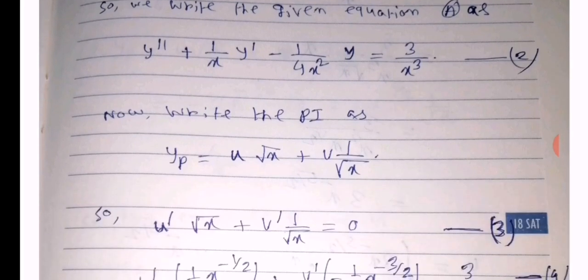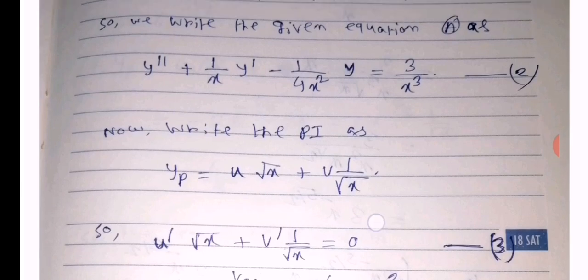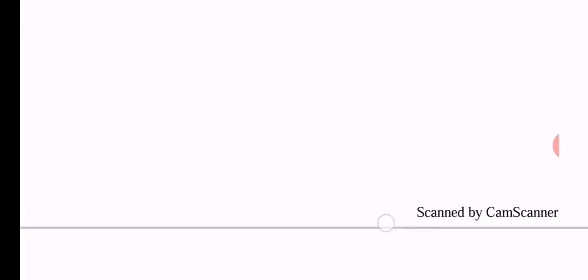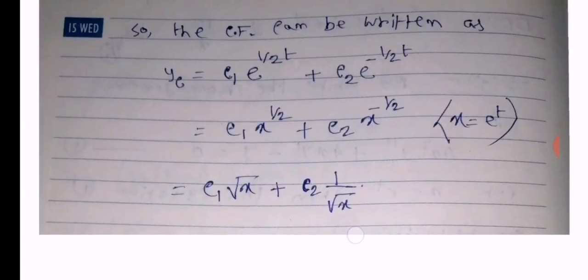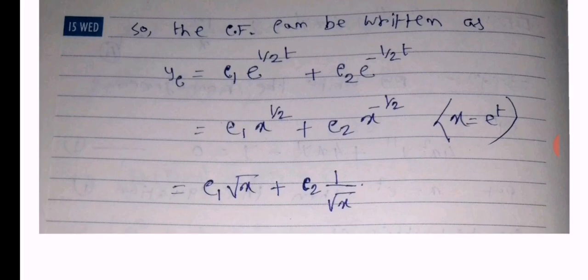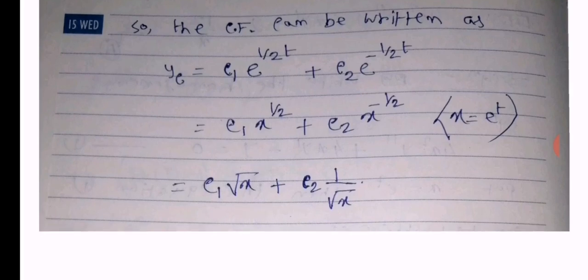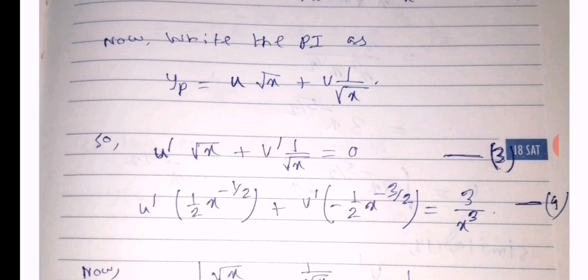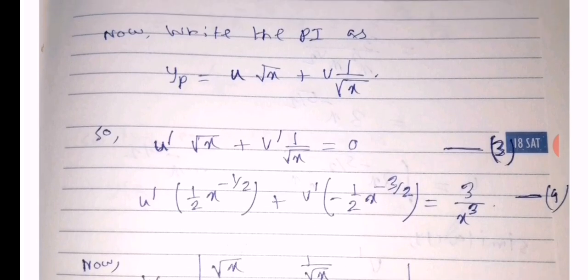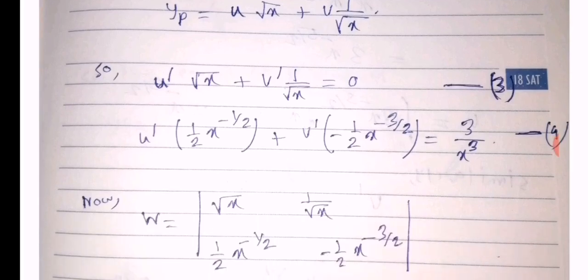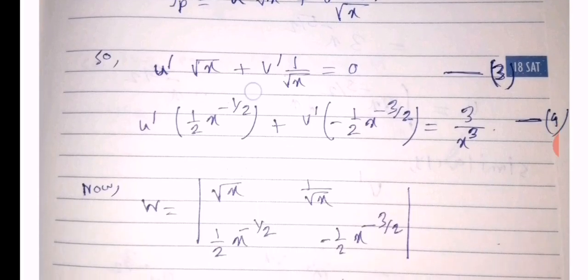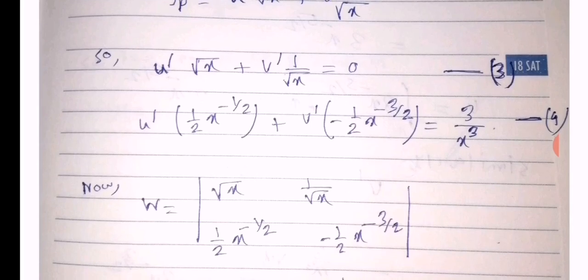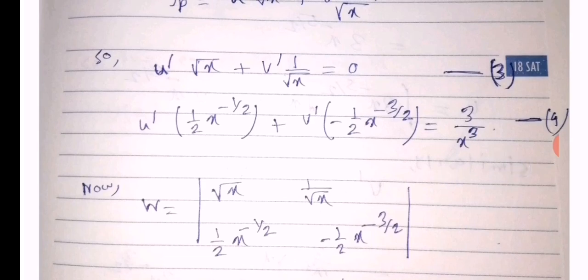So you can write your PI as yp equal to u root x plus v into 1 by root x, because as you have got your CF, you need to write your PI as u root x plus v 1 upon root x. After writing this, you will get these two equations: u dash root x plus v dash 1 upon root x equal to 0, and u dash times the derivative of root x plus v dash times the derivative of 1 upon root x equal to the non-homogeneous part.